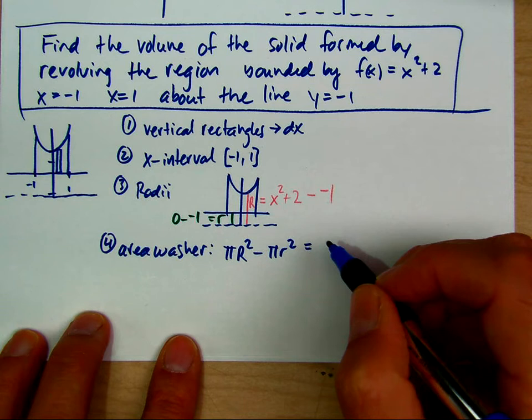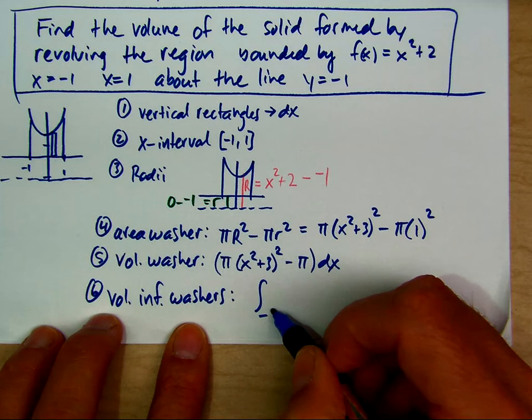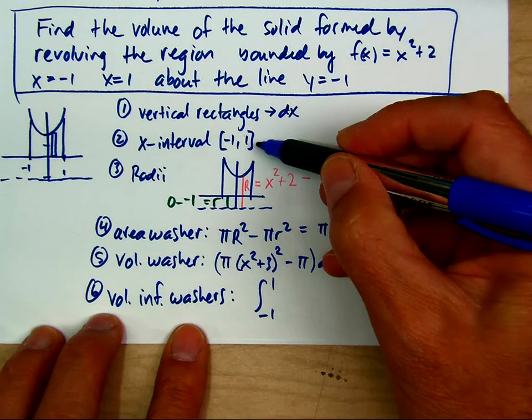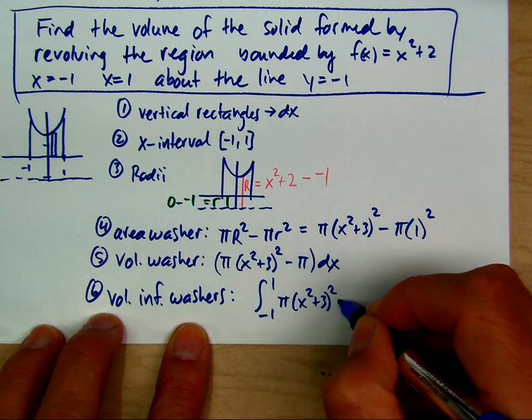The volume of a washer is going to be the area times dx. And then integrate from -1 to 1, that's the x interval. And then we just copy this. If we did that with a calculator or Desmos, we should get that.